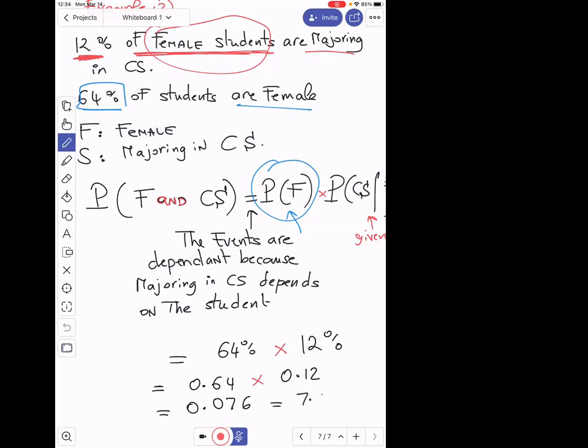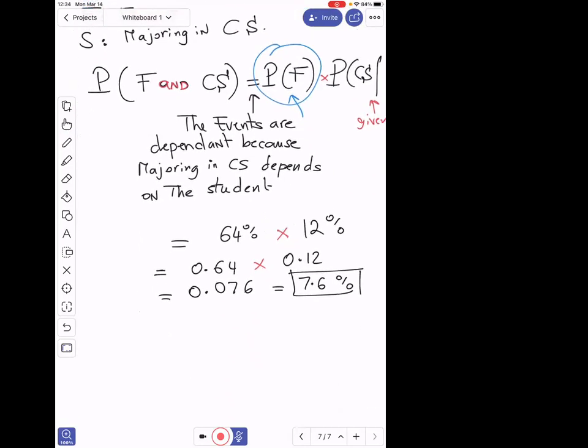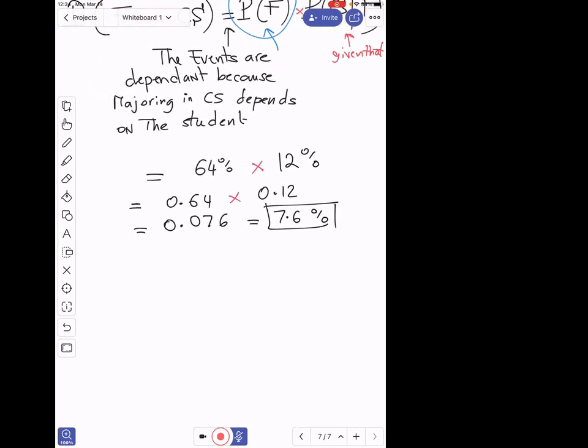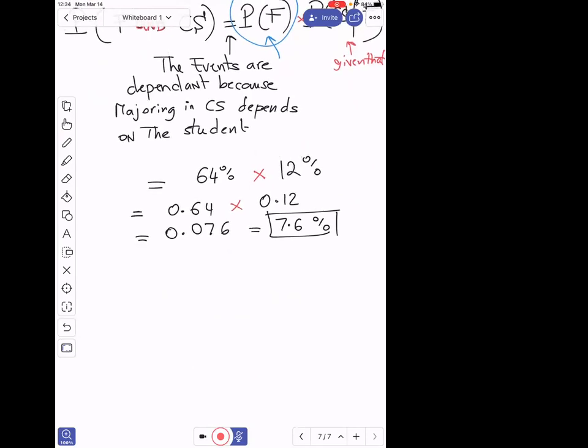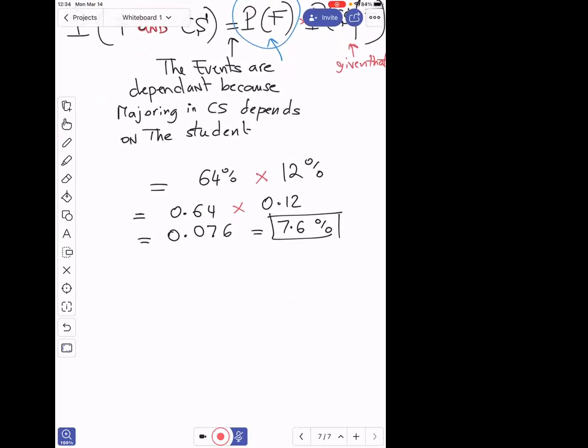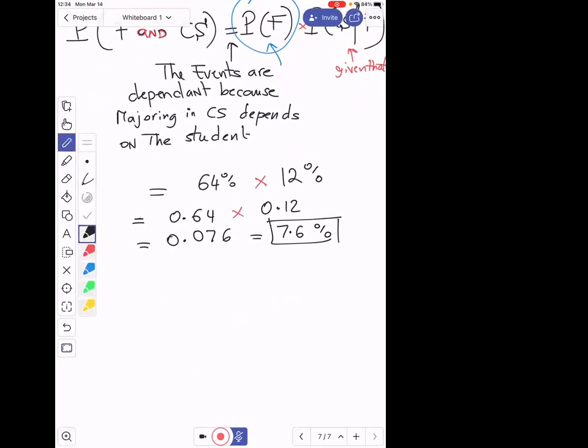So that's 7.6%. Oh, you got 7.6? I have 76. Maybe I didn't put my points in. I think you missed the 0 the first time. If it's 0.76, then that would be 76%, but 0.076 is 7.6%.